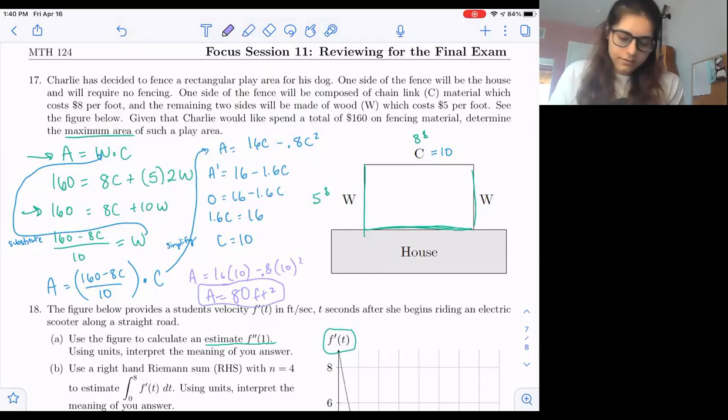If you'd gone the other way and you wanted to check your work, W ended up being 8. Just FYI. If you had wanted to solve for C and then plug that back in, and then you would have gotten area in terms of W, then the same thing, you would have gotten W equals 8.